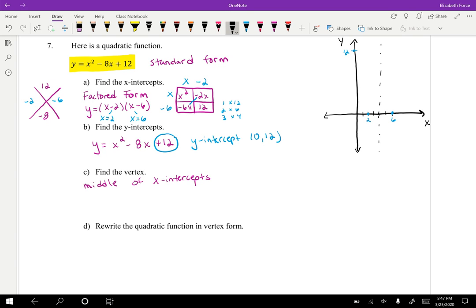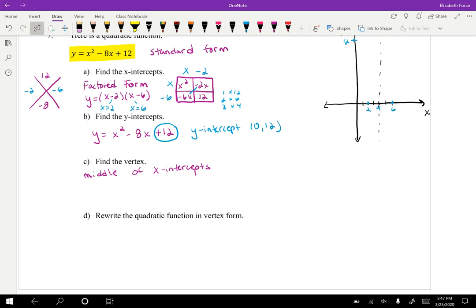But I don't know if it's 4 comma negative 1, 4 comma negative 2? I don't know, so I need to make sure I plug that number into my function to figure out where the y coordinate is. If you don't want to look at the graph and you want a really easy way to find the middle of two numbers, you just average them. So you're going to add the 2 and the 6 and then divide by 2. So 8 divided by 2, and that's how you can also get 4 as your vertex x-coordinate. So 4 comma something.